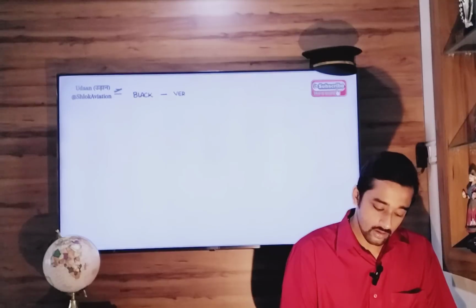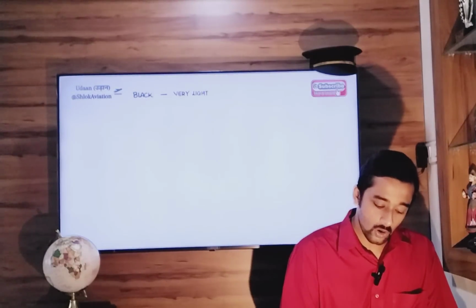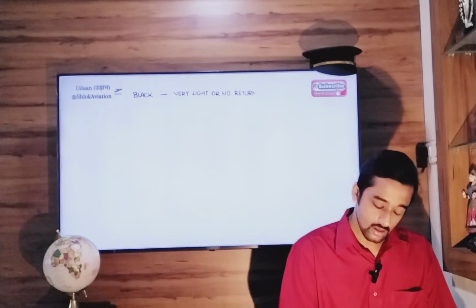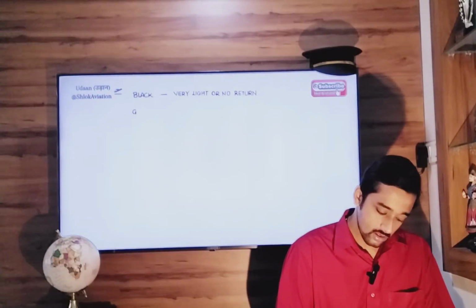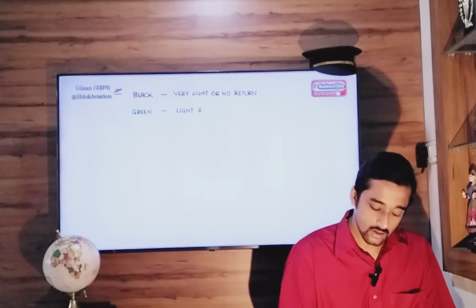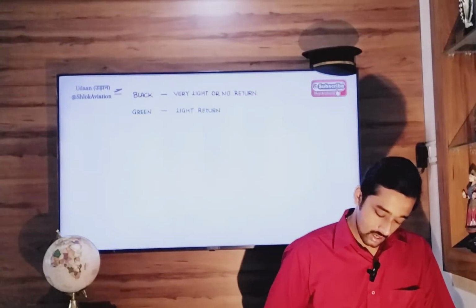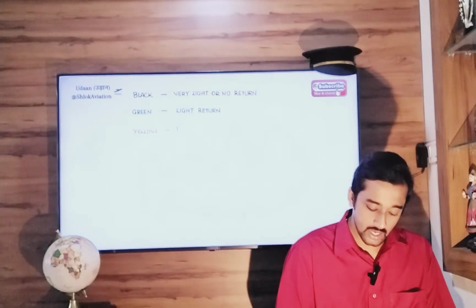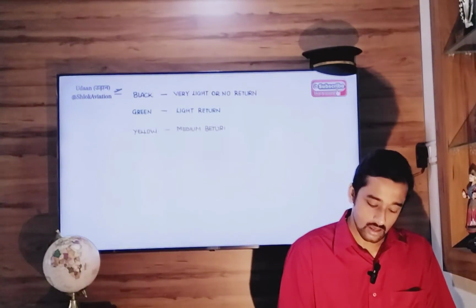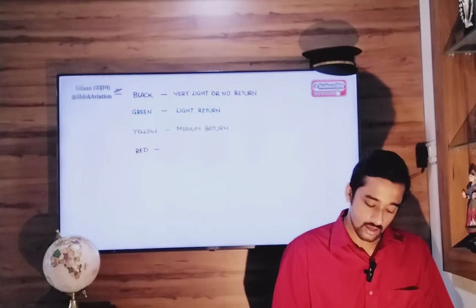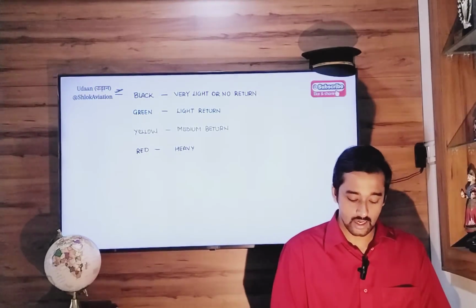very light or no return. After that, green color is used to indicate light returns. After that, yellow color is used to indicate medium return. And the last, red color, is used to indicate heavy returns.